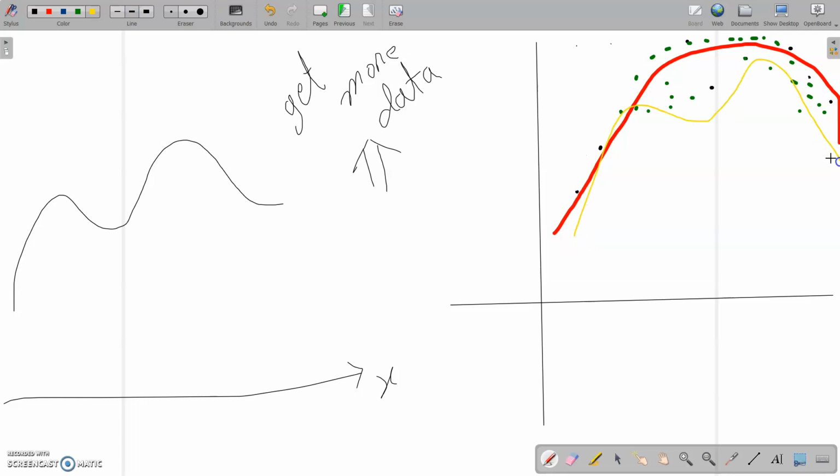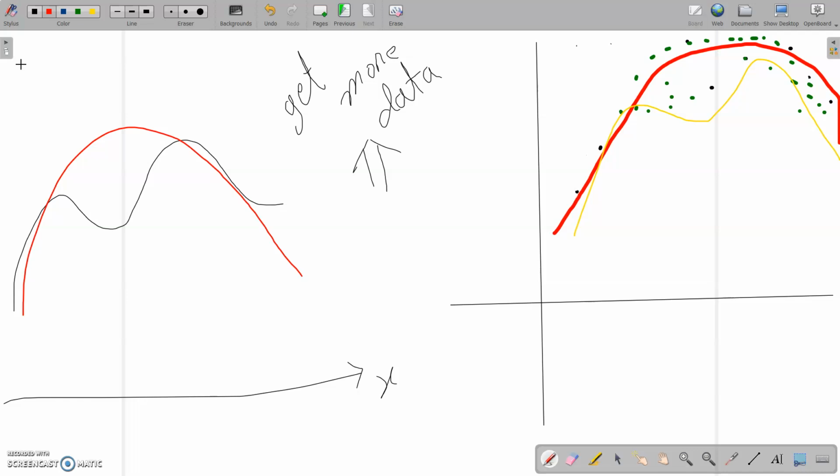Instead of a shape like this, the data is actually more like this, and this is more likely to be a trend in the data. That is a better trend than this kind of fluctuating shape. So this actually represents a better trend in the data. And moreover, this is actually not a linear line. So far we have only talked about linear lines.